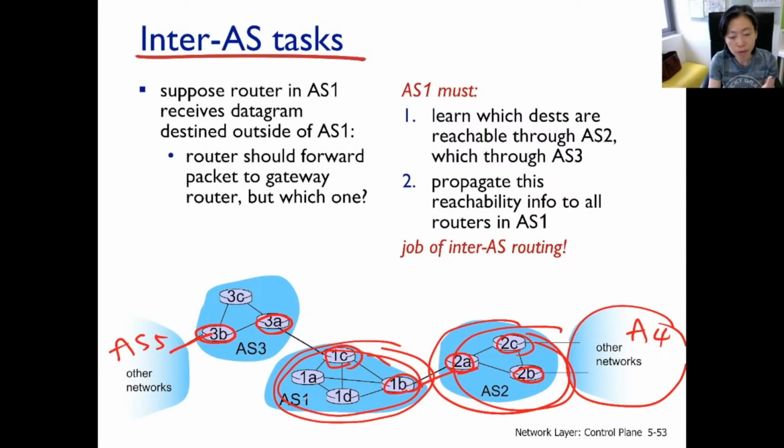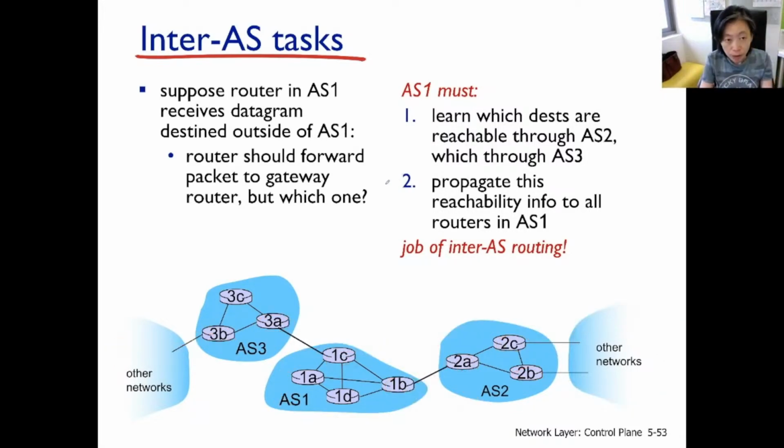Then the shortest path from AS1 will be what? AS1, AS3, and then AS5. Okay. With those said, we may now walk through the scenario here. Let's suppose a router in AS1, say 1D, has packets to go outside of the AS. Let's say AS5 here.